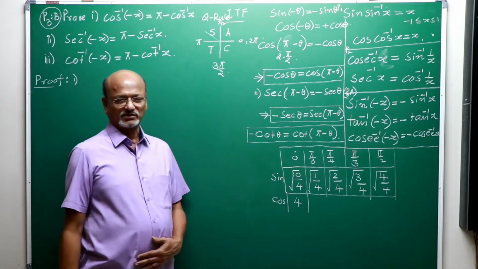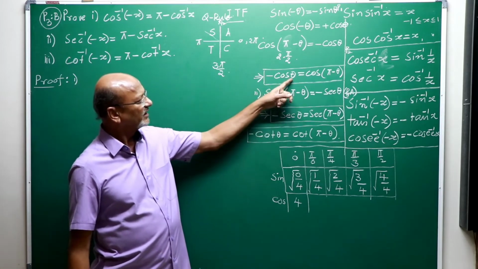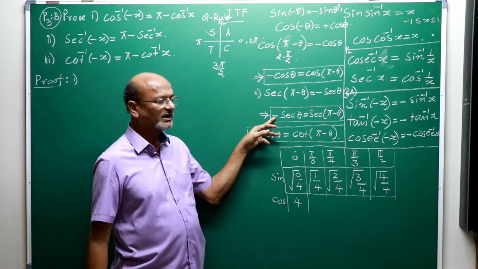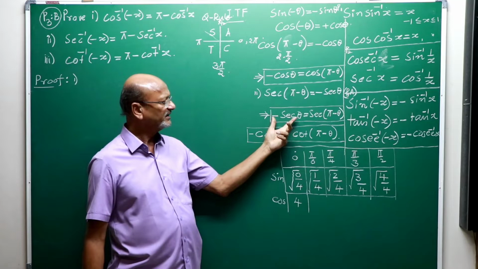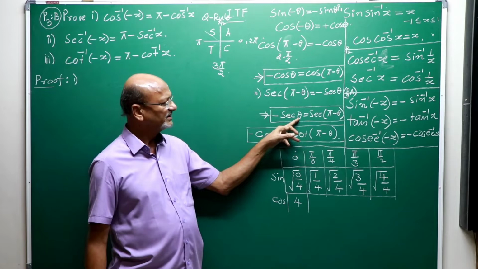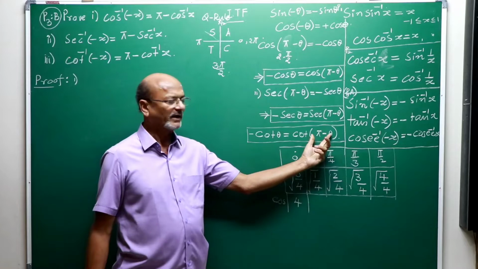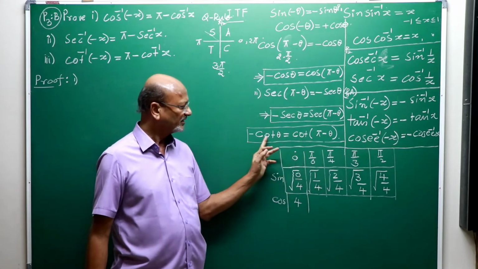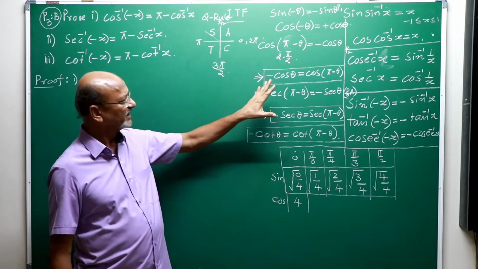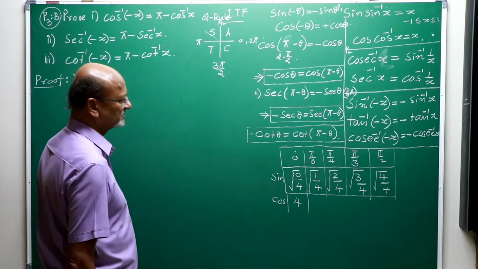From this, what is your observation? If it is negative, replace your angle theta. You replace your angle by what? Pi minus theta. See here, if it is minus sec theta, to make it positive, what you have to do? Replace this angle theta by pi minus theta. Same with minus cot. Replace the angle by pi minus theta. No change in the trigonometric ratios. Cot is cot, sec is sec, cos is cos. Remember, my friends, we use this while proving these results.